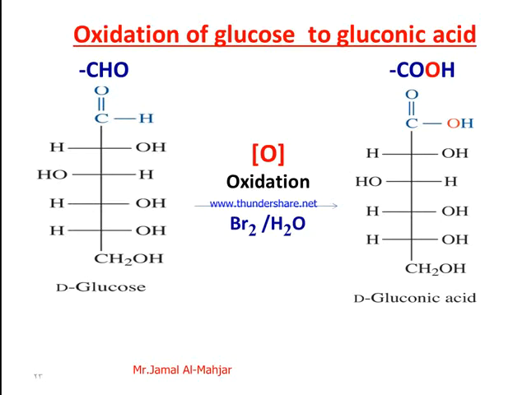What is the word? Oxidation of glucose gives us what? Yes, this compound, gluconic acid. It comes from glucose. Oxidation of glucose gives us gluconic acid. You just change the functional group only, but the rest of the compound is the same.